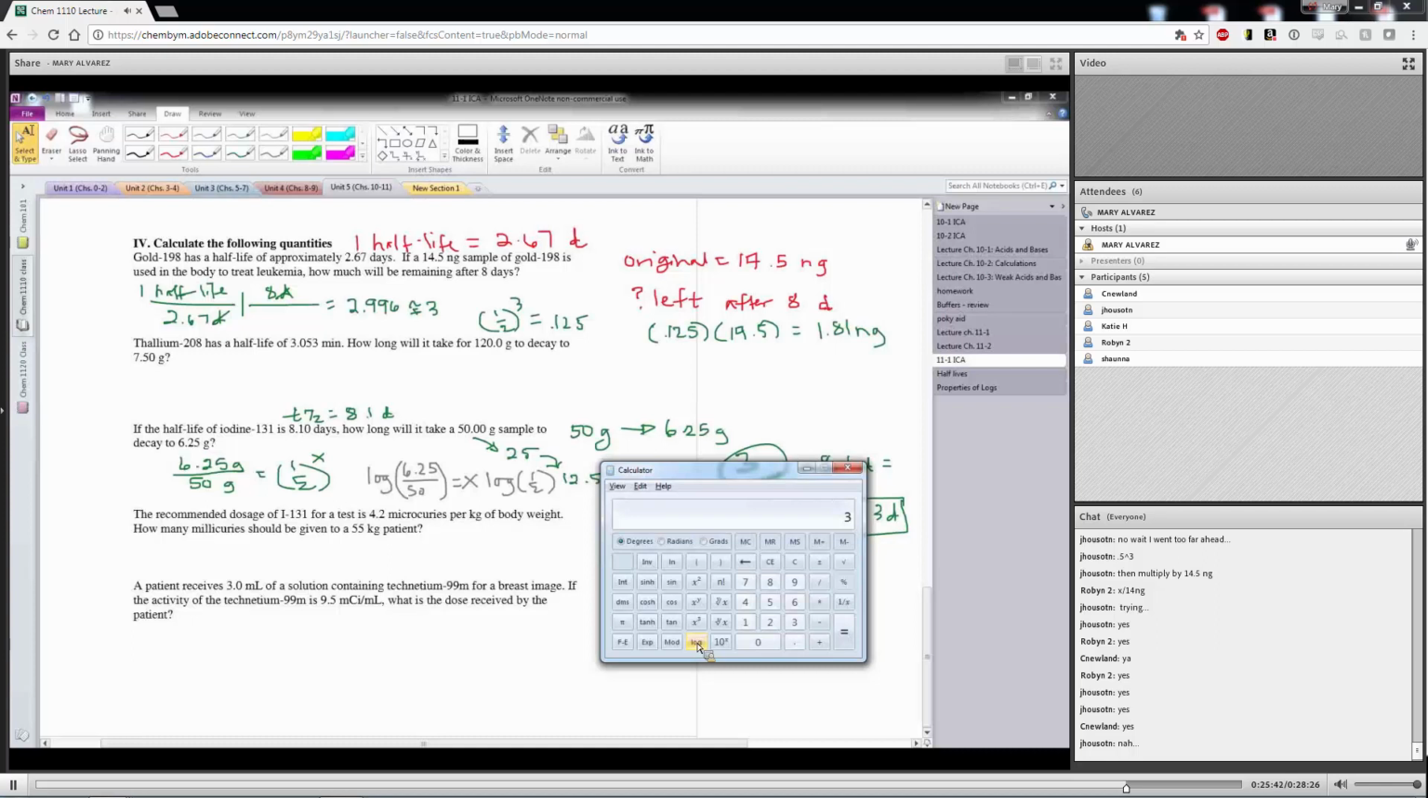So that tells me that it was 3 half-lives, because that x is my number of half-lives. And then again, I multiply by the number of days in 1 half-life, and I can find the total number of days, how long it took to decay from 50 to 6.25 grams. Again, just a little bit more complicated, but much more precise if you don't have exact numbers.